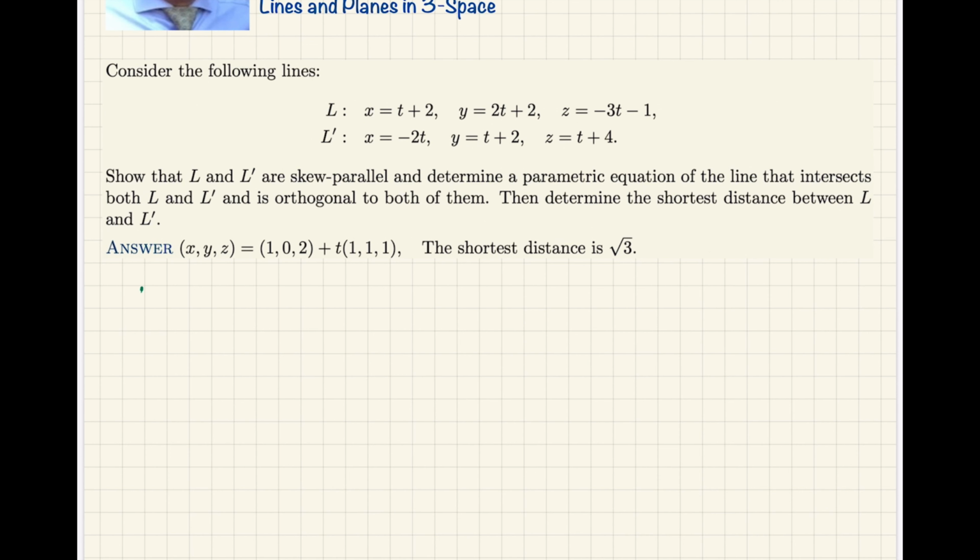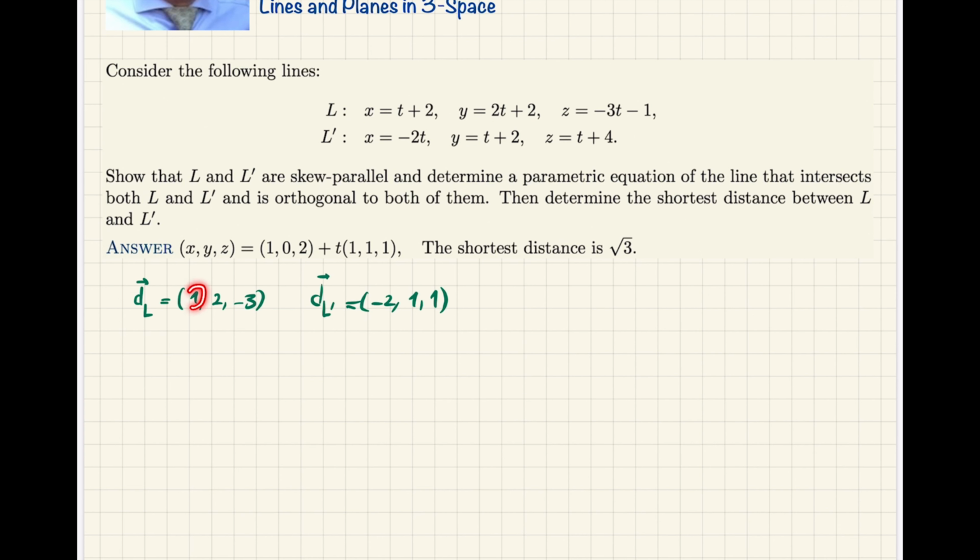I can say that d of L, the direction vector for L, is 1, 2, and minus 3. I am reading the coefficients of the parameter t, and then d of L prime, for the same reason, is minus 2, 1, and 1 again. And then it is clear that these 2 vectors are not parallel. Why? Because none of them is a scalar multiple of the other one.